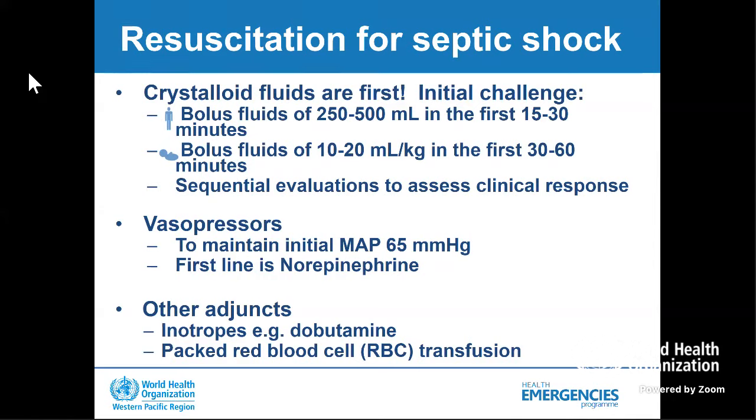So how is resuscitation of septic shock specifically done? First given are crystalloids. So in adults, the recommendation is give 250 to 500 milliliters in the first 15 to 30 minutes or faster. In children, the recommendation is 10 to 20 milliliters per kilogram in the first 30 to 60 minutes or faster. Along with each of these, you're doing sequential evaluations to assess the clinical response.